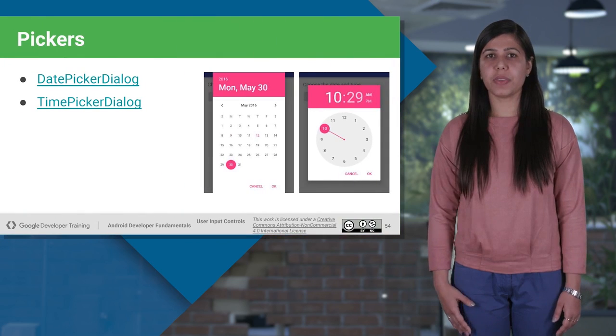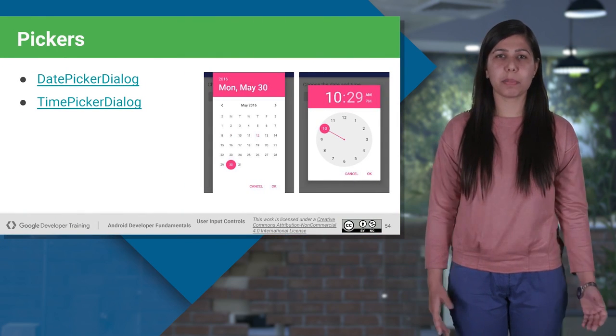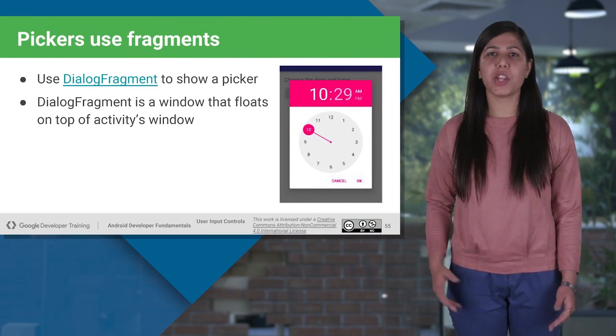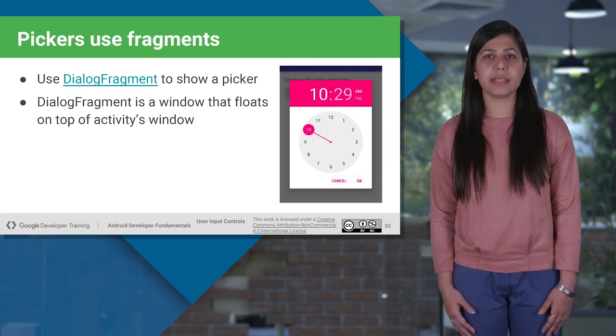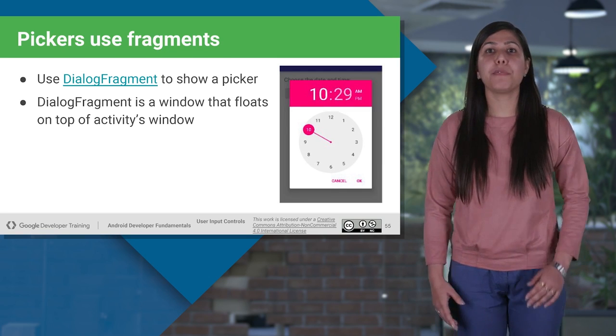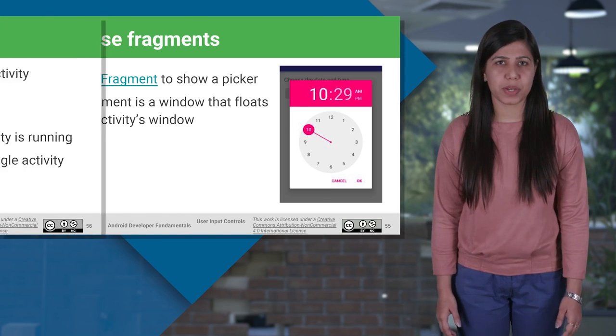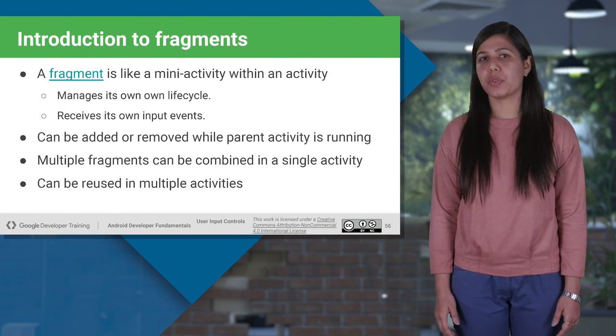Pickers. So we have the date picker dialog and the time picker dialog. Use dialog fragments to show a picker. A dialog fragment is a window that floats on top of the activity's window. Let's get an introduction to fragments.